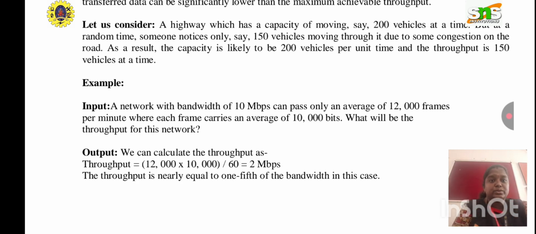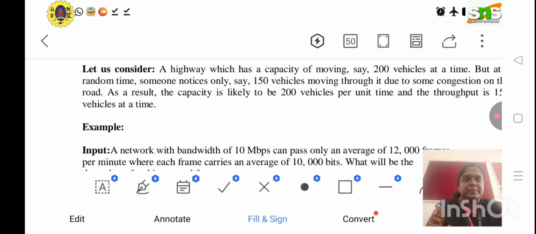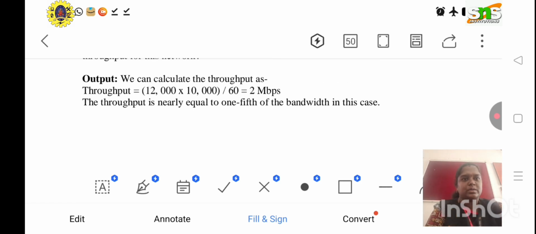With that, we have to calculate the throughput. We have a formula: throughput equals the number of messages successfully transmitted from one system to another, divided by the transmission time, over one minute. Based on this, the throughput is 2 Mbps. Throughput is nearly equal to one fifth of the bandwidth in this case.